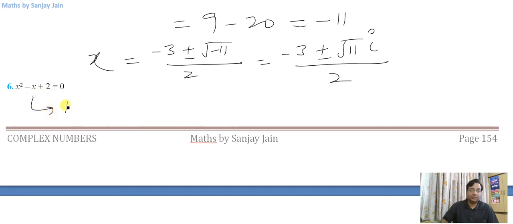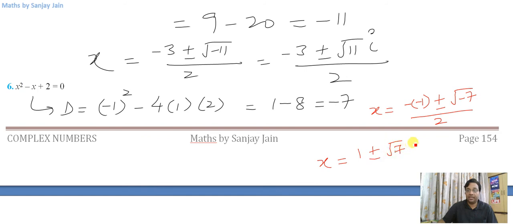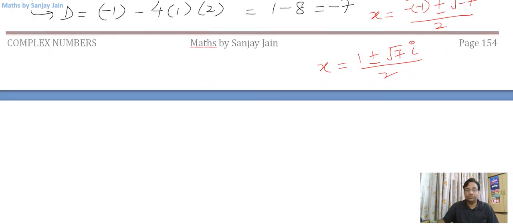In this, the discriminant is b squared minus 4ac, that is 1 minus 8, minus 7. So let us write the solutions here. x is equal to minus b, that is minus of minus 1. So minus b plus minus square root of d divided by 2a. So this is 1. So x will be equal to 1 plus minus root 7 iota by 2.